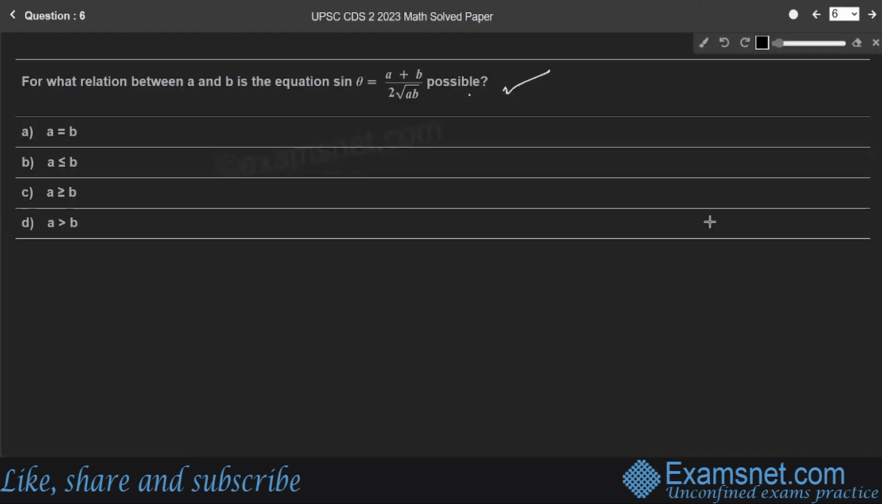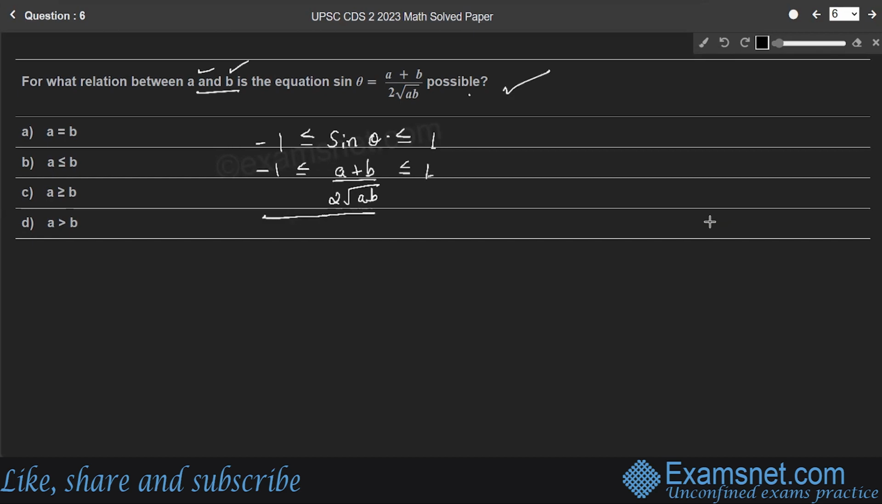Question 6. For what relation between A and B is the equation sine theta equal to A plus B by 2 root of A into B? So what is the relation between A and B? For that, we'll consider the function sine theta, which always lies between -1 and +1. So -1 is less than or equal to sine theta, which is less than or equal to +1. Which means A plus B by 2 root of A into B lies between -1 and +1. So we'll take any relation.